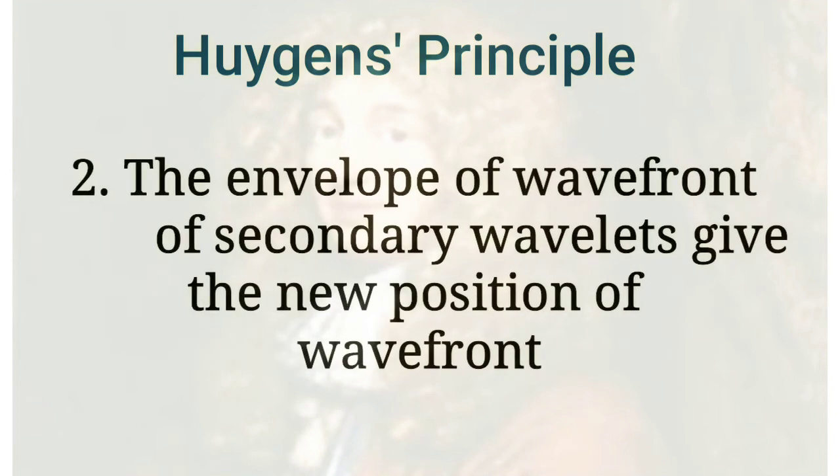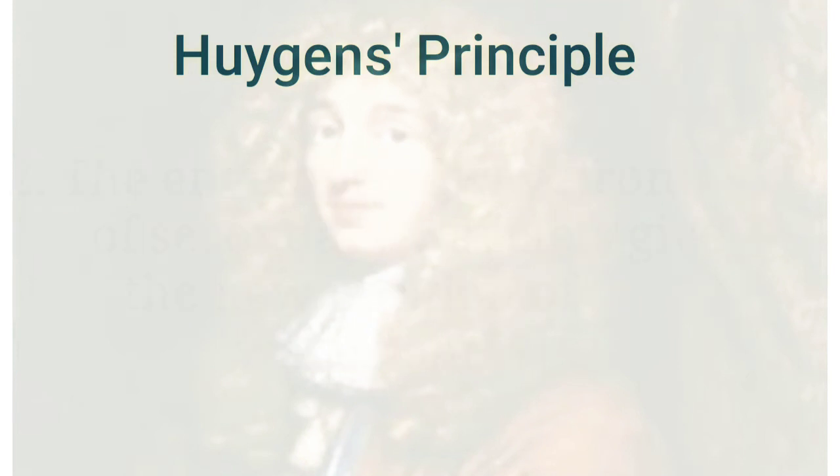The envelope of the secondary wavelets gives the new position of the wavefront only in the forward direction. He said the backward wave direction shouldn't be considered. That's actually the drawback of Huygens principle. So only forward waves are to be considered.